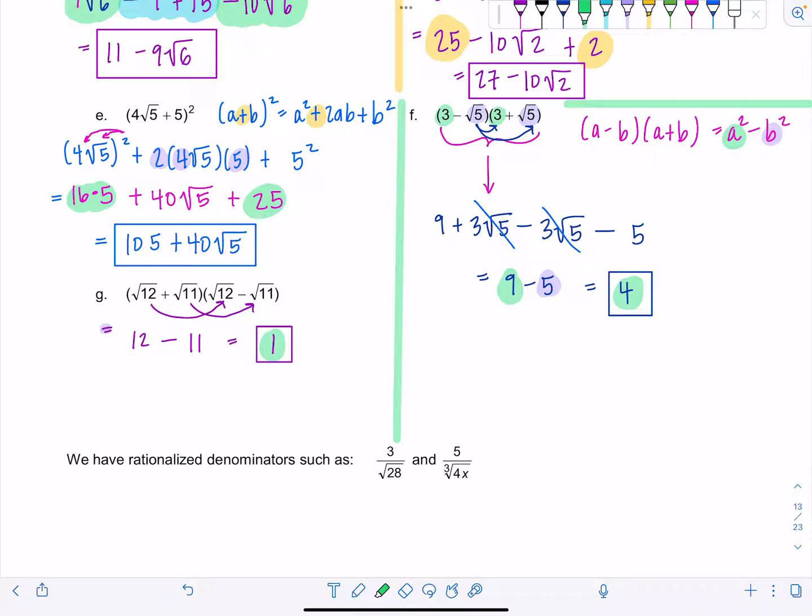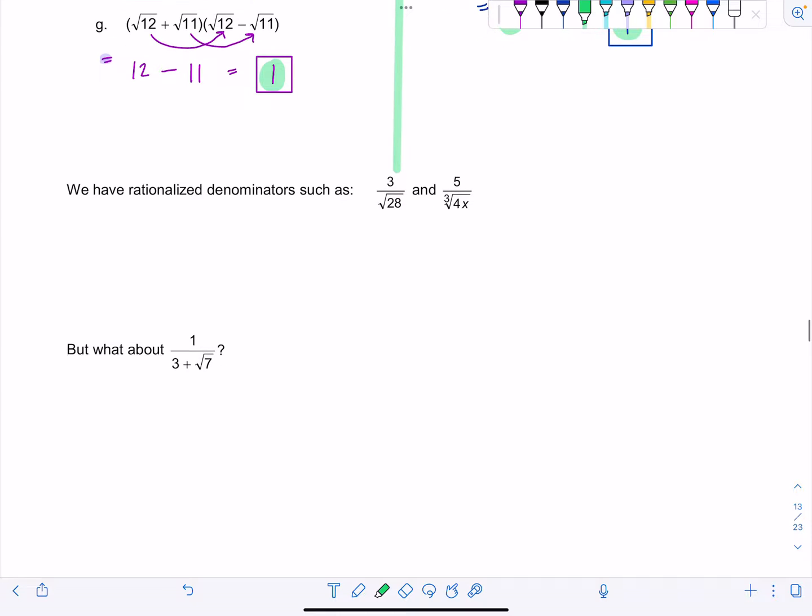In the previous lesson, we rationalized denominators, such as 3 over rad 28 or 5 over the cube root of 4x. If you want to go back to the previous lesson, you can review how we did that. But I just want to point out, maybe we'll just look at this one here, like 3 over rad 28, just to jog your memory. First, you'd simplify that rad 28, right? So rad 28, that's 4 times 7, so this is 2 rad 7.